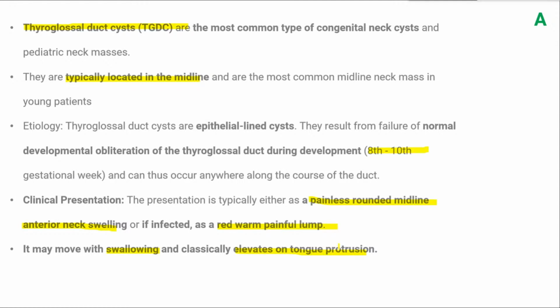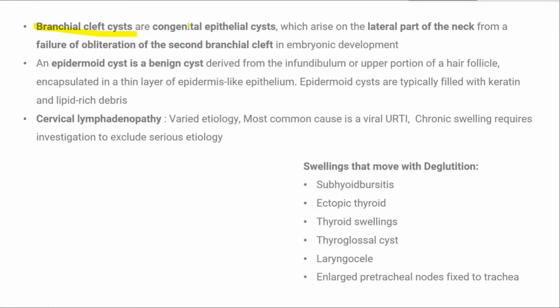This is about the correct answer, but why we are saying so is because a branchial cyst is a congenital epithelial cyst that mostly occurs in the lateral part, so it's not a branchial cyst. Again, an epidermoid cyst occurs from the hair follicle, and this can be in the central part or the midline, but it does not move with deglutition or tongue movement, so this is not the answer. Finally, cervical lymphadenopathy can have varied etiologies, and the most common will be upper respiratory tract infection. It will have a chronic presentation and again doesn't move. So it's none of the other three.